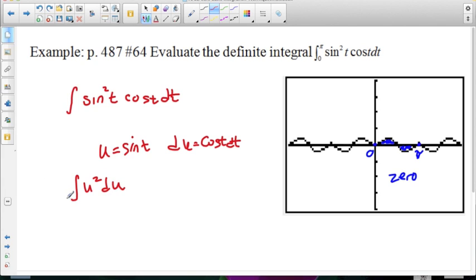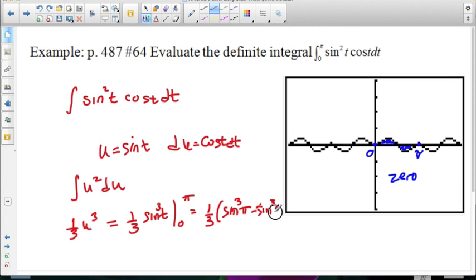For the time being, I'm going to leave the limits of integration off. We could find them, but I'm not too concerned about them. I'm going to substitute back in terms of t at the end anyway. So integrating u squared, we get 1/3 u cubed. And of course, no constant of integration because we are wanting to find a value here. So sine of t cubed, and we're going to evaluate that from 0 to pi. And so when we do that, we get 1/3 of sine cubed of pi minus sine cubed of 0. And both of those happen to be 0. So we get 1/3 times 0, which is 0, which confirms what we see graphically.